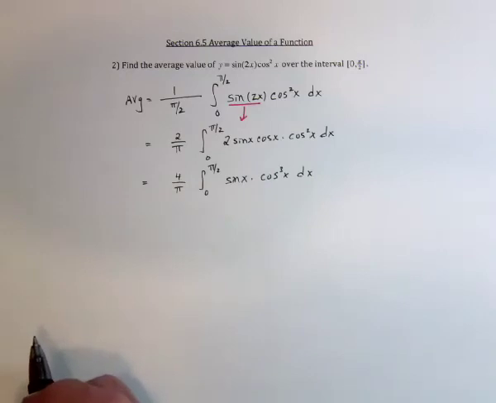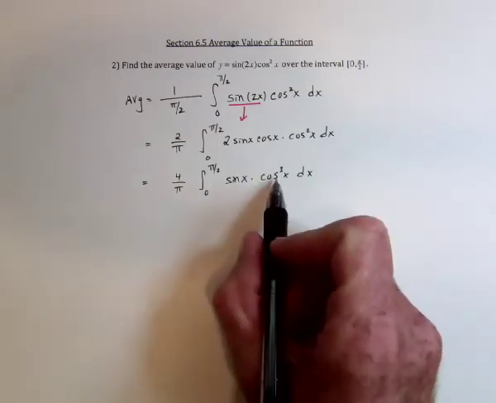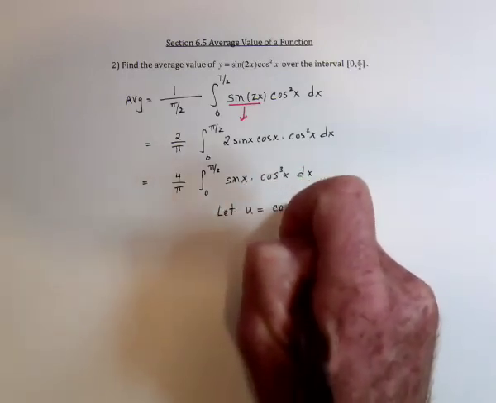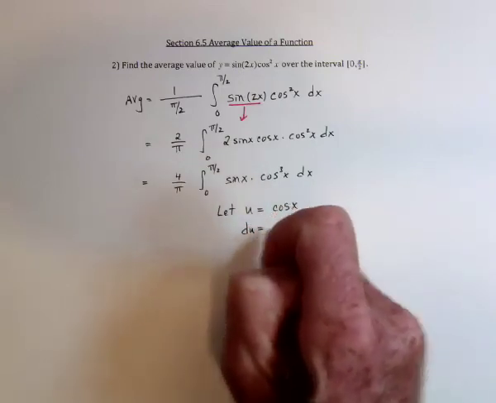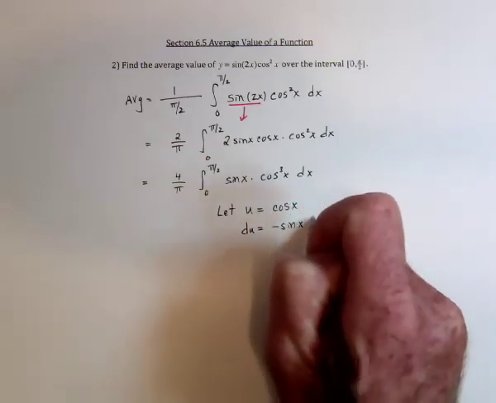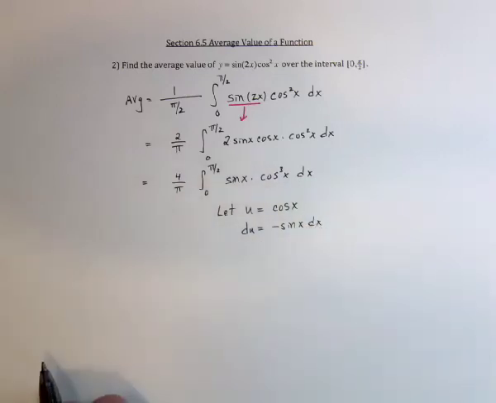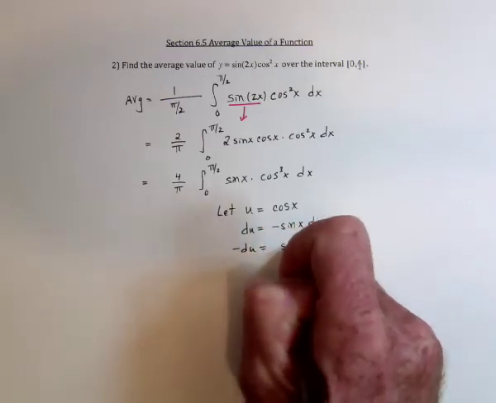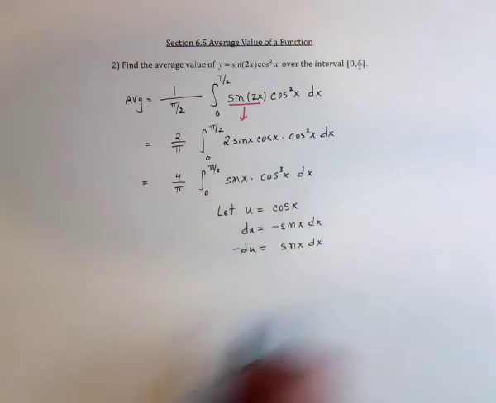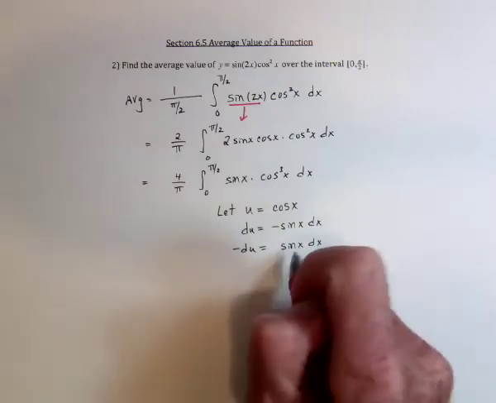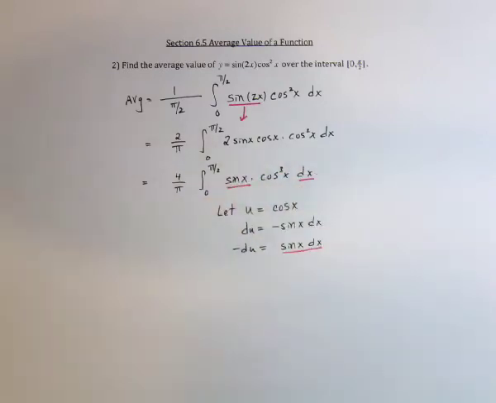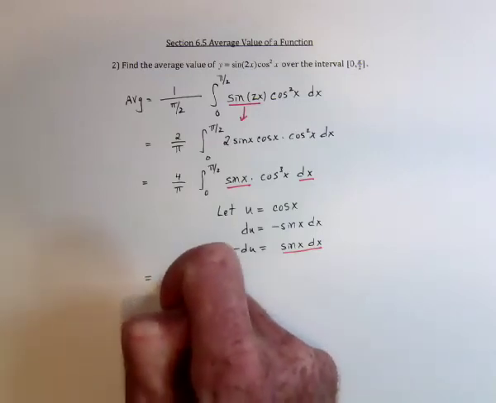Which is a perfect candidate for u substitution. So inside this cube function, there is the cosine function. So let u equal cosine of x. The derivative of that is negative sine of x. This doesn't have a negative sign, so we just need to move that over to the other side. And then this has sine of x dx, and this has sine of x dx, so it's perfectly set up for the u substitution.